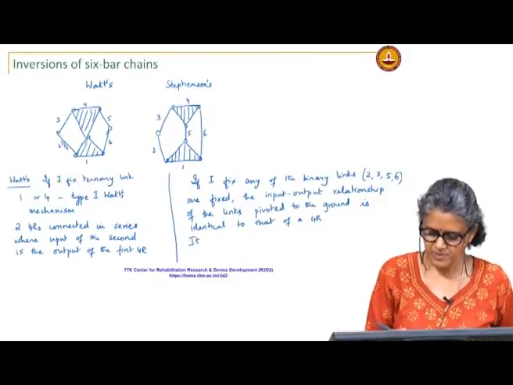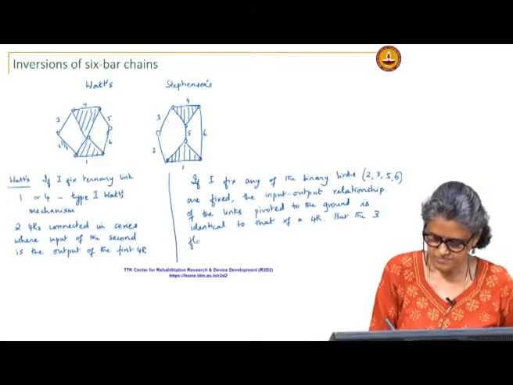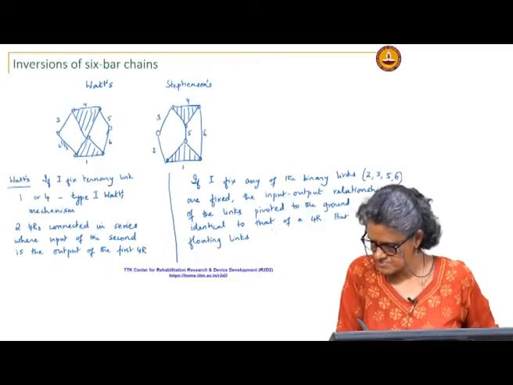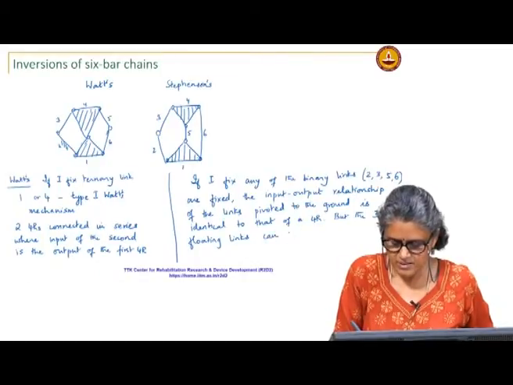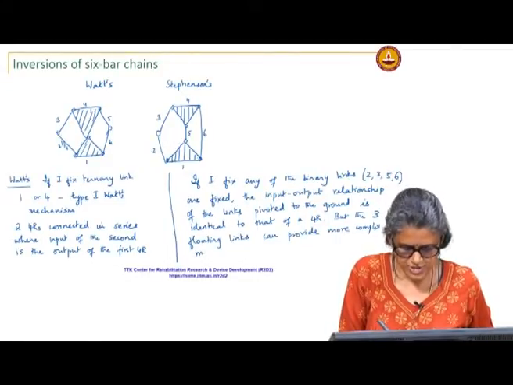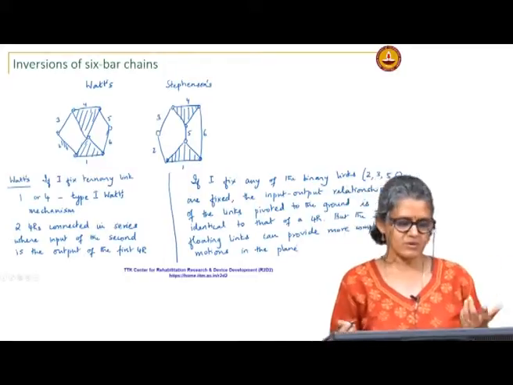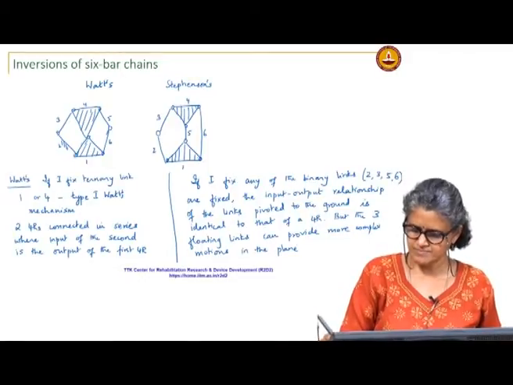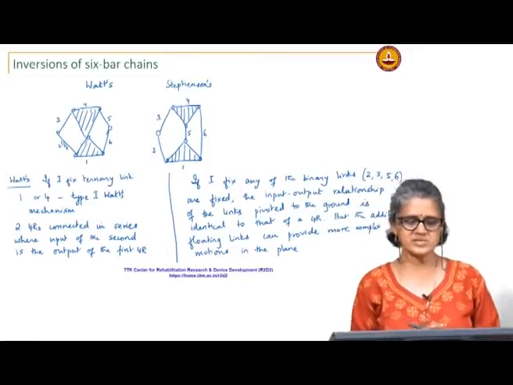But it has 3 floating links, but the 3 floating links can provide more complex motions in the plane. I should not say the 3, because 4 will do what a 4 bar does, 5 and 6, but the 2 additional floating links. Floating links can provide more complex motions in the plane.